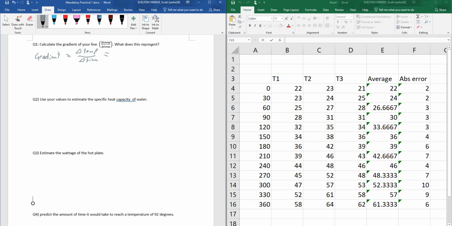Average what? So which one would I do? Highest. Highest, second, smallest. Excellent. So for us, that's 61.3333, over the change in time. And what was my change in time? 360. 360.